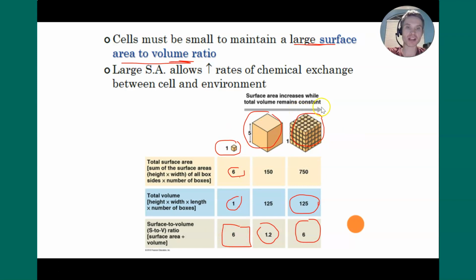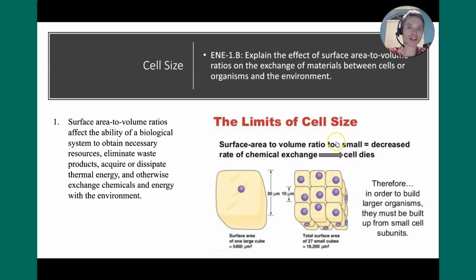So breaking our cube up into minis makes for a more efficient exchange of chemicals between the environment and the cell. So on your test, always look for the example with the highest surface area to volume ratio. Because if that surface area to volume ratio becomes too small, it's going to decrease the rate of chemical exchange, so the inside and the outside, and that could cause the cell to die.